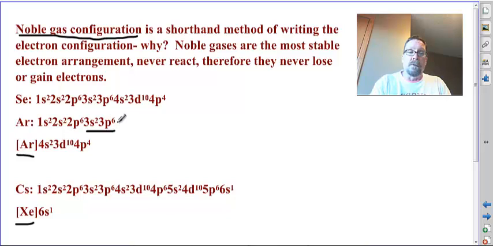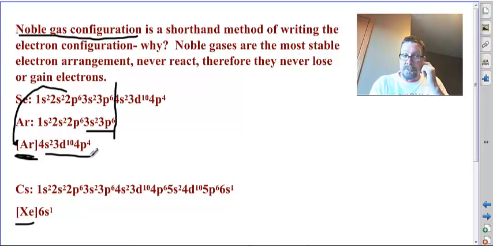So here's what I notice. Since all elements have to start at 1s and fill out, all the way up through here, the first 18 electrons were exactly the same configuration as argon, and argon's never going to change, ever. So I can cut all this out and just say, hey, wait a minute, this was argon, the first 18. And then the rest of my 16 electrons to fill up my 34 for selenium, I'll just write after the argon. Same as the cesium here.